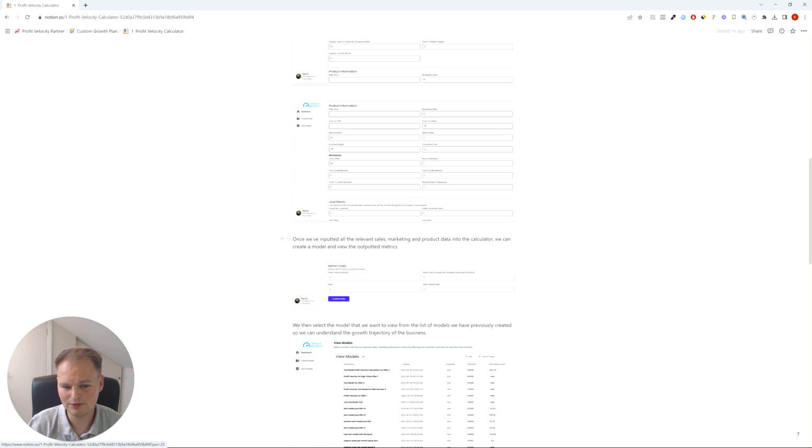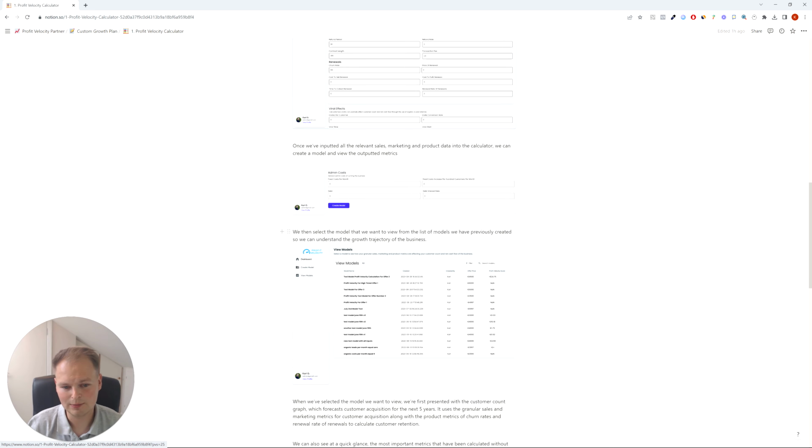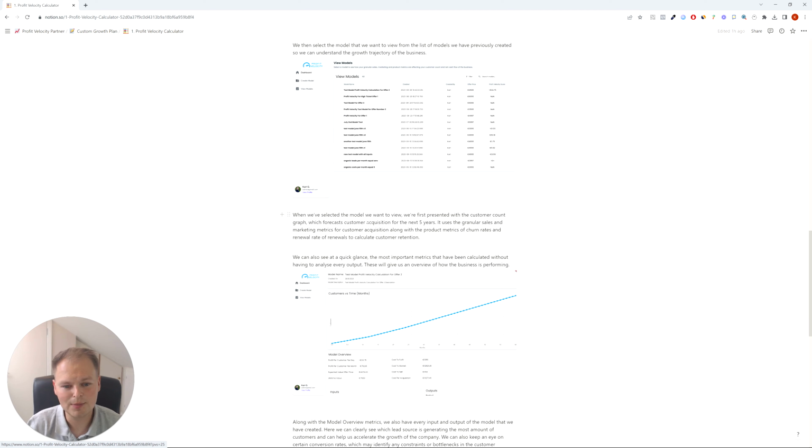Once we've inputted all of the relevant sales, marketing, and product data into the calculator, we can create a model and view the outputted metrics. We then select the model that we want to view from the list of models we have previously created so we can understand the growth trajectory of the business. When we've selected the model we want to view, we're first presented with the customer count graph, which forecasts customer acquisition for the next 5 years.